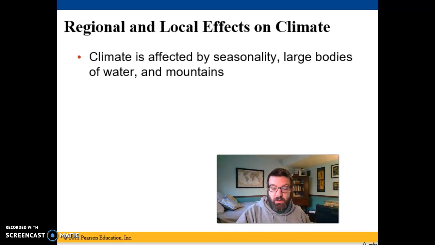But there are some other things that impact the climate as well. For instance, it's not a single temperature in a particular part of the earth all year long, right? It's getting warmer or colder where you live, depending on what time of year it is. Mountains, large bodies of water can also affect local or regional climates.